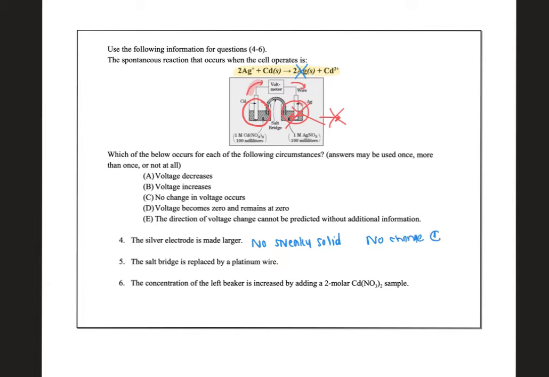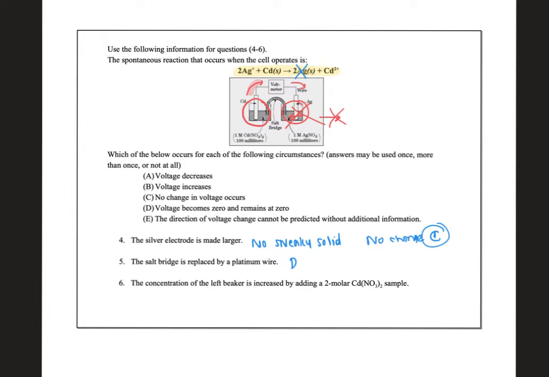which is C. Okay, the salt bridge is replaced by a platinum wire. Well, we know the salt bridge is going to be something kind of spongy, paper towel-like that is soaked in a positive and negative ion, so usually some sort of a salt with no interference in the reaction. But if I just put a wire there, we're not going to be able to get this to go because we're going to get a buildup of charge. So the voltage will become 0 and stay 0. Most of us got that one.